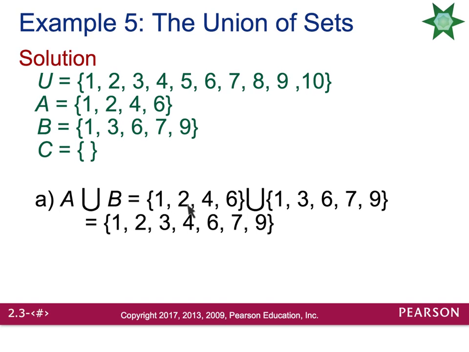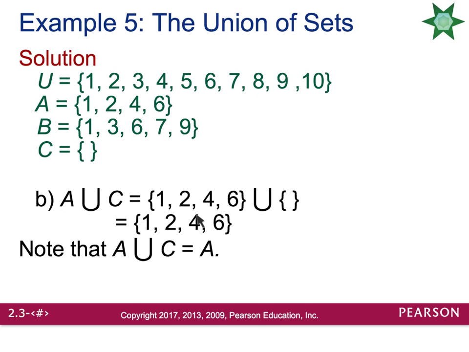Okay, and then there's a 2 here, so we'll include the 2. There's a 3 here, so we'll include the 3. There's a 4 here, so we'll include the 4. There's a 6 in both, so we'll include the 6. There's a 7 over here. There's a 9 over here. So you're just throwing everything together, right, and including everything. Think of a labor union where all the workers are in the union. Everybody's included in the union.